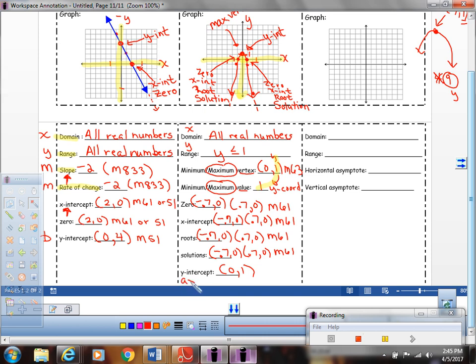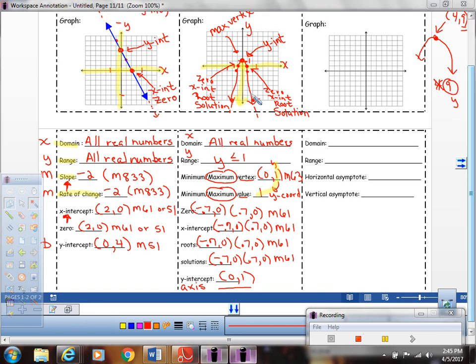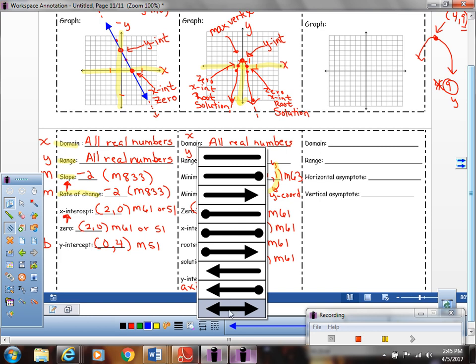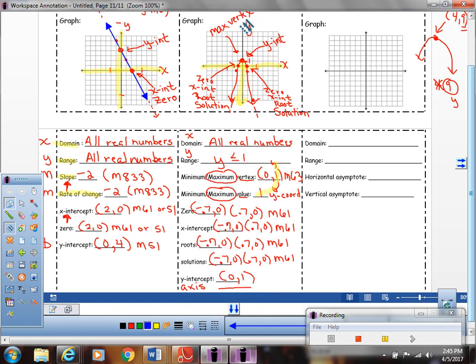It says what, axis of symmetry? So what is the axis of symmetry? What would be the equation of this line? Because that's your axis of symmetry. It's the line that splits it down the middle. Is there a way to find it on the calculator? X equals 0. Yeah, it is x equals 0, but is there a way to do that on the calculator?